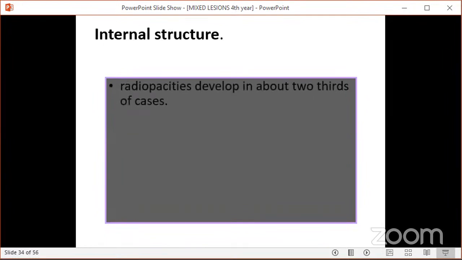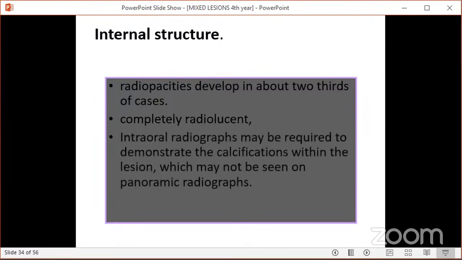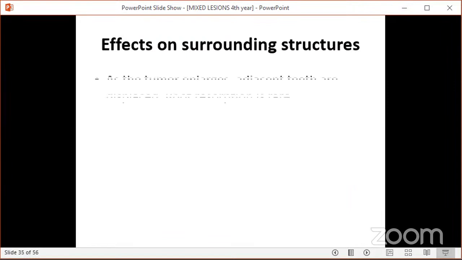So the internal structure, you find radiopacities that develop in about 2/3 of cases. So usually it will start as a radiolucent lesion, and then radiopacities will appear within this lesion. And it can also be completely radiolucent. Then intraoral radiographs may be required to demonstrate the calcification within the lesion, which may not be seen on panoramic radiographs, because the intraoral radiographs have a better resolution. They will be able to show the calcifications within the lesion.